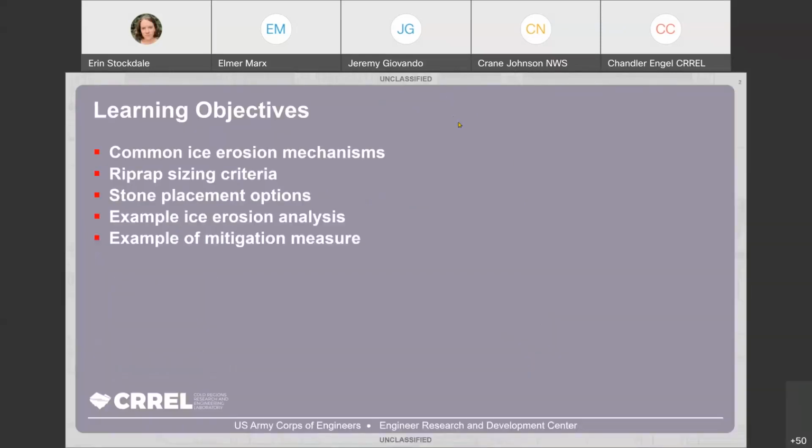I'd like you to get out of this some common ice erosion mechanisms, the riprap sizing criteria, at least based on what we use at Corel, stone placement options, and then just some brief examples of where we've actually implemented the ice erosion analysis and potentially an example of how to mitigate for that erosion.